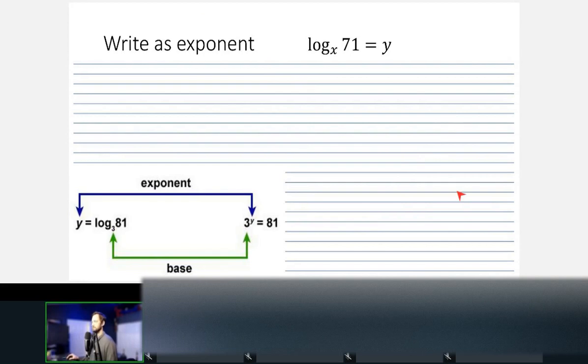All right, what did everyone get? X to the y power equals 71. That sounds right. And we could use this, or we can just do the math. I'm going to just show the math here. So what did all of you do for your first step on this problem?